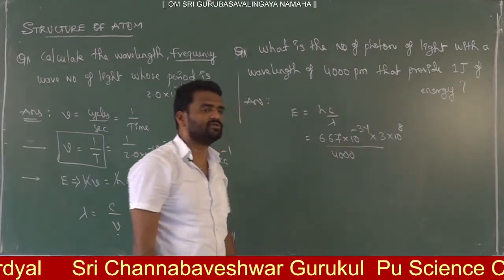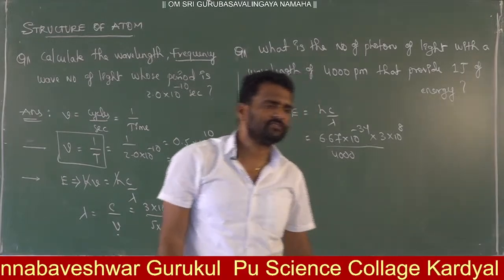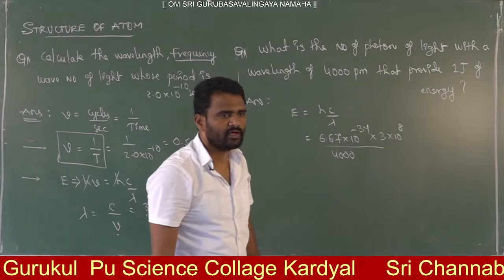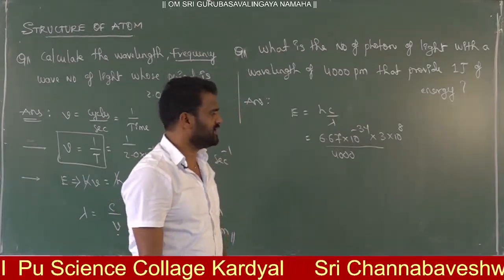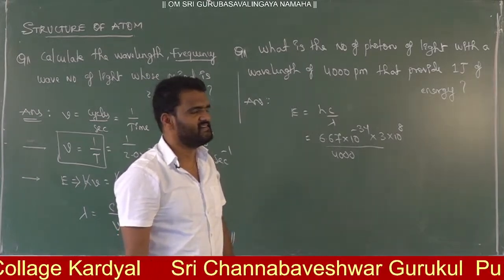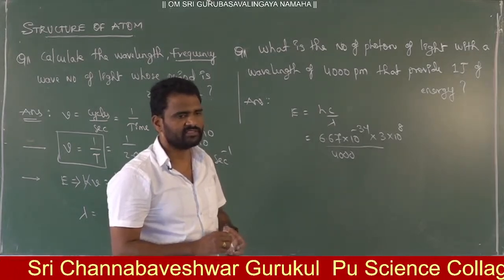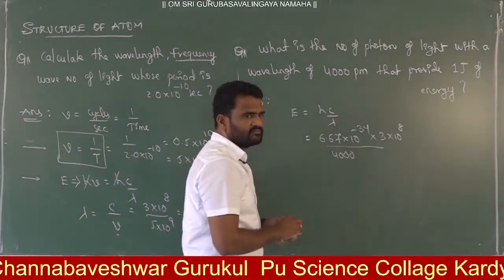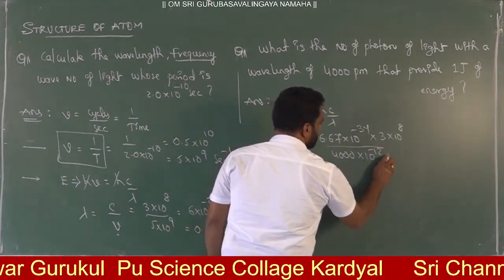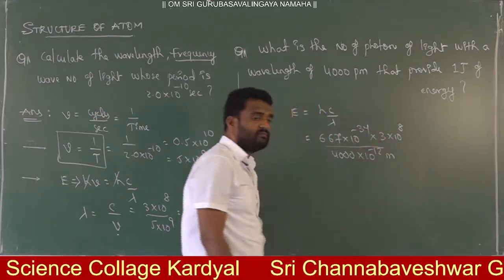picometers. 1 picometer equals how many meters? Nanometers is 10 power minus 9, but I asked picometers. Multiply by 10 power minus 12 and you will get meters. So 1 picometer equals 10 power minus 12 meters.